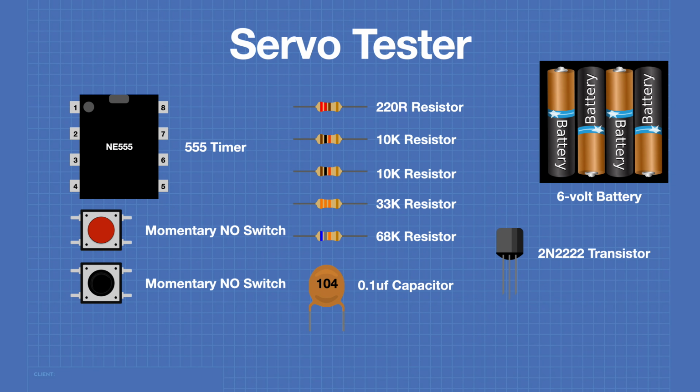To build this project, we'll require a 555 timer, 2 momentary contact normally open push button switches. We'll need 5 resistors: a 220 ohm resistor, 2 10K resistors, a 33K resistor, and a 68K resistor. We'll also require a 0.1 microfarad capacitor. I'm using a 2N2222 transistor in this design, but you can use any equivalent NPN transistor. And we'll also be powering everything with a 6-volt battery.